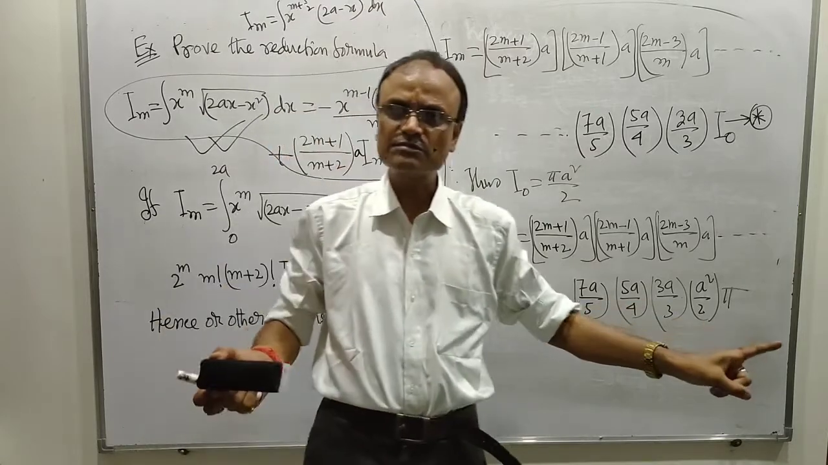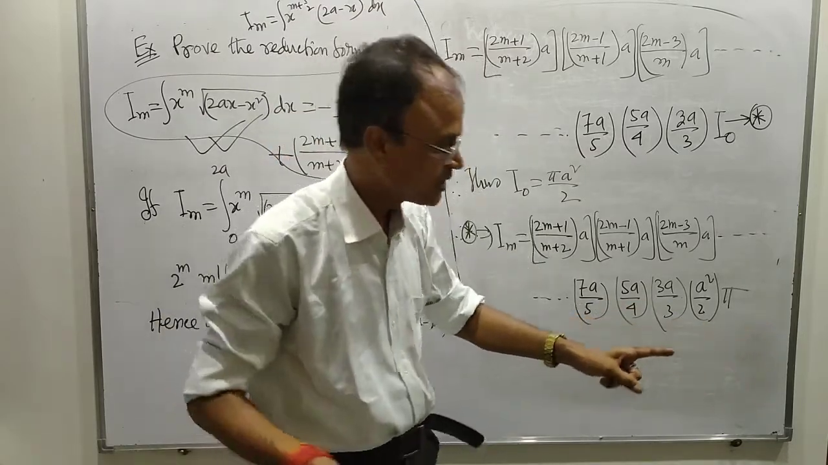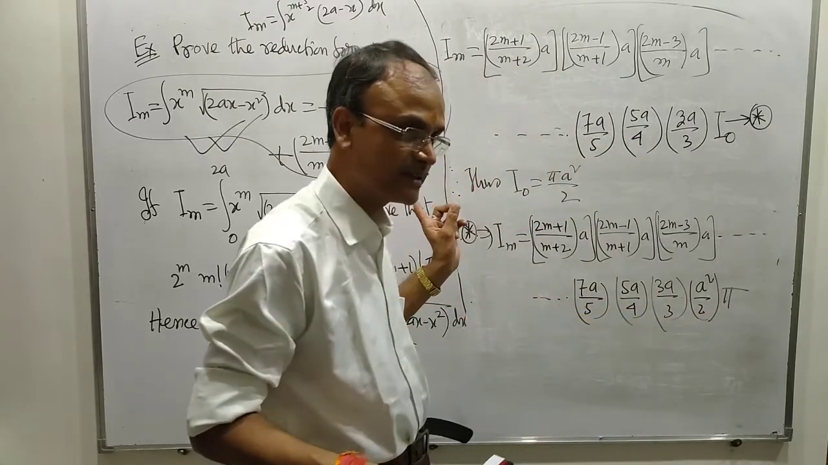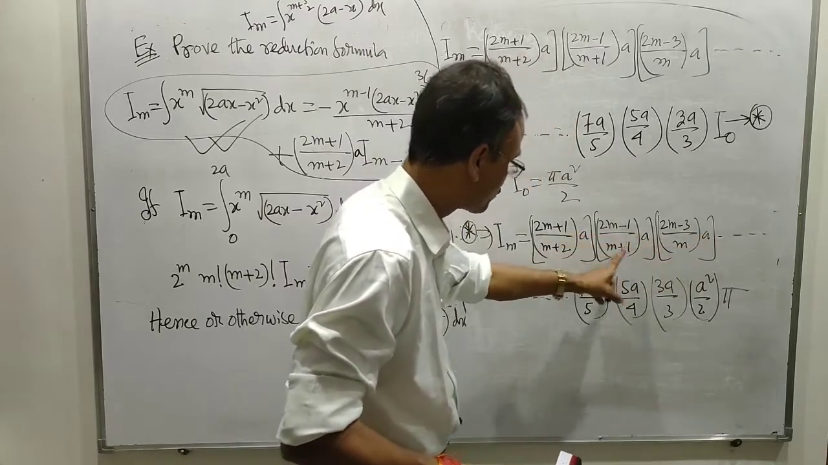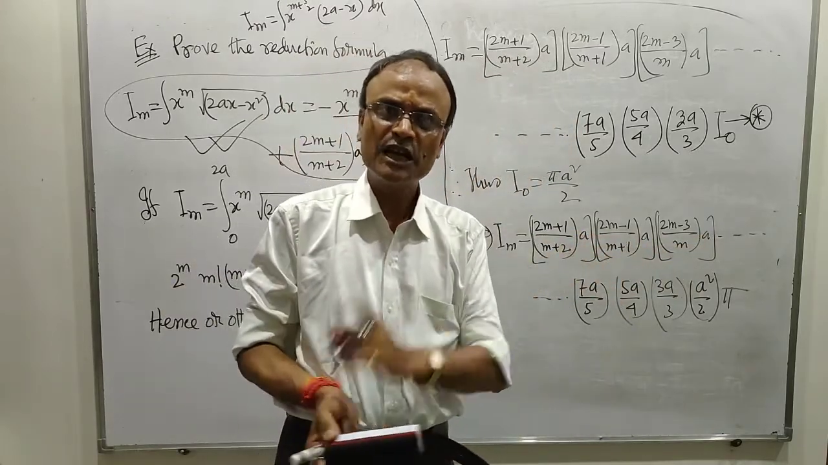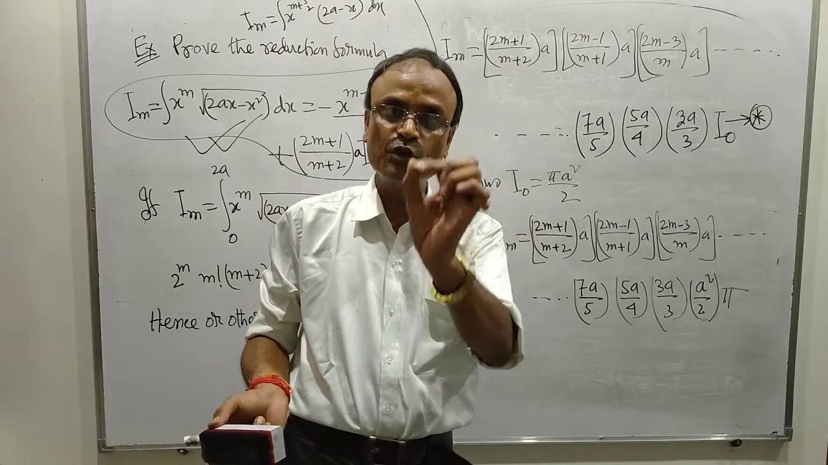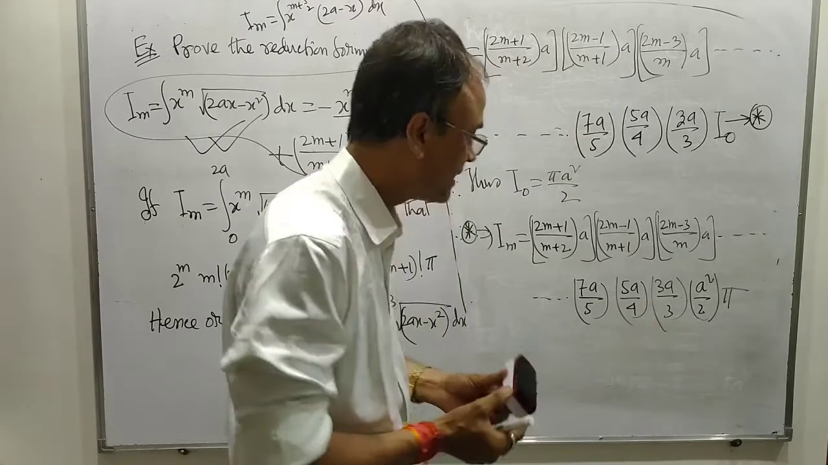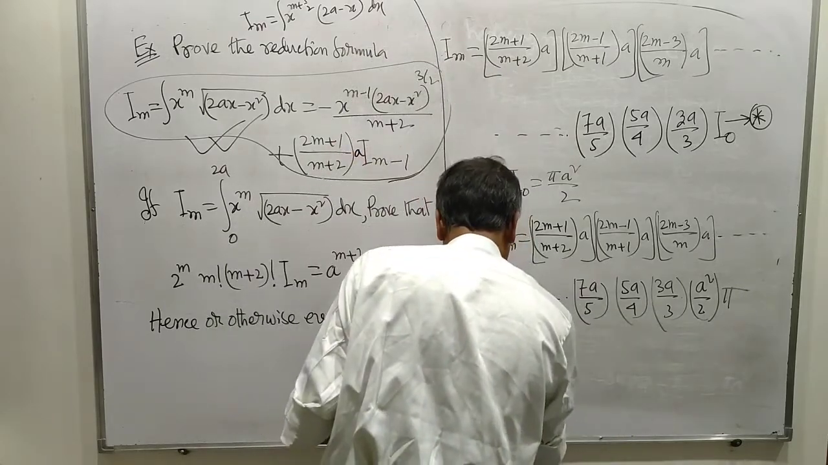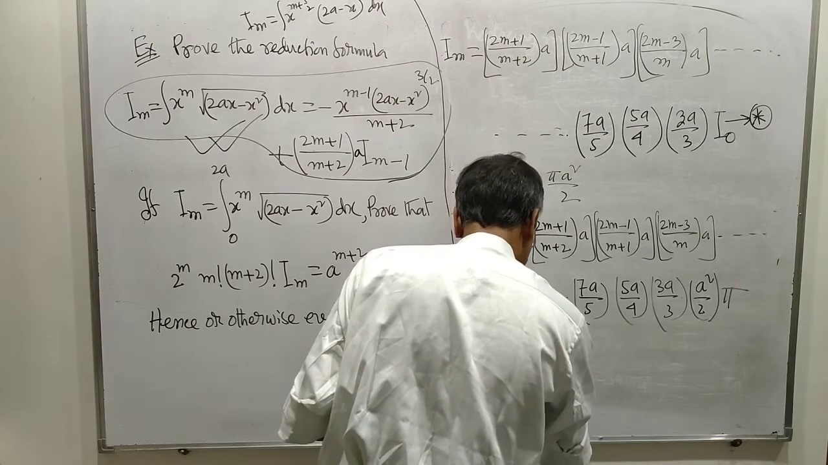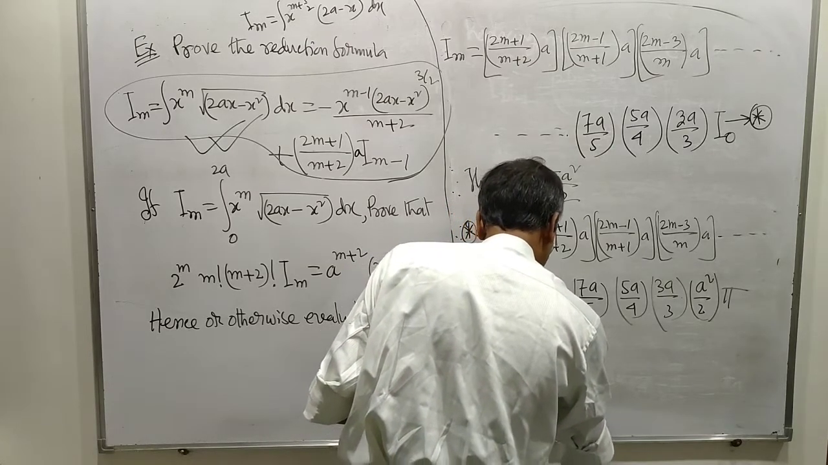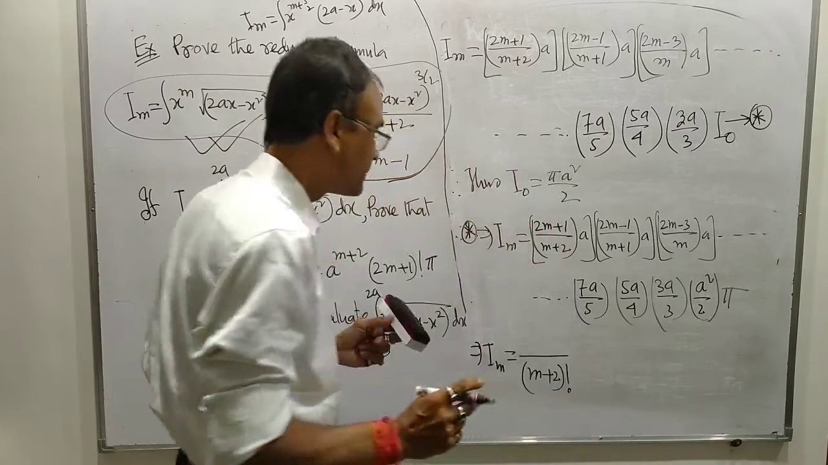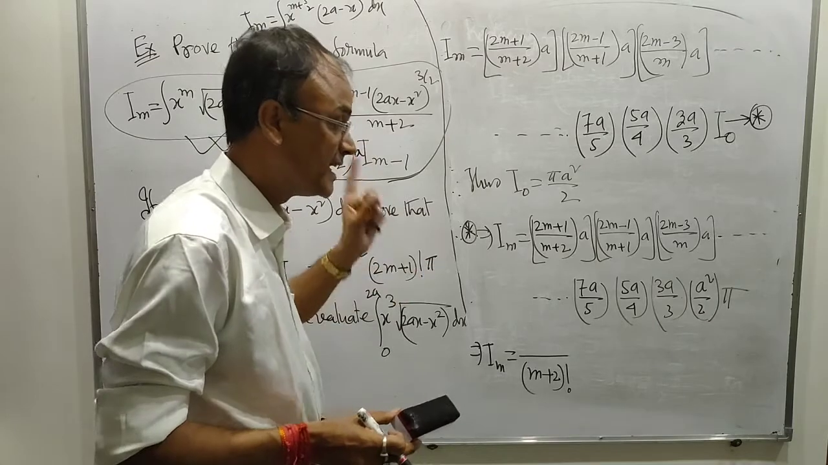Notice that, first you see the denominator here. See the denominator. 2, 3, 4, 5, 6, 7, up to m plus 1, m plus 2. What does it mean? 1 into 2 into 3 into 4 into 5 into up to m plus 2. It will be factorial m plus 2 in the denominator. This means in the denominator you will get factorial m plus 2.